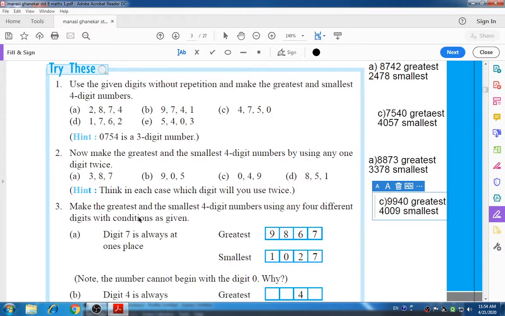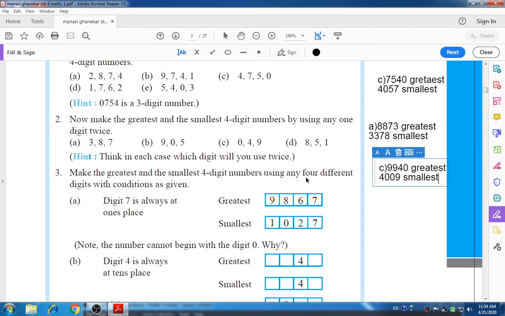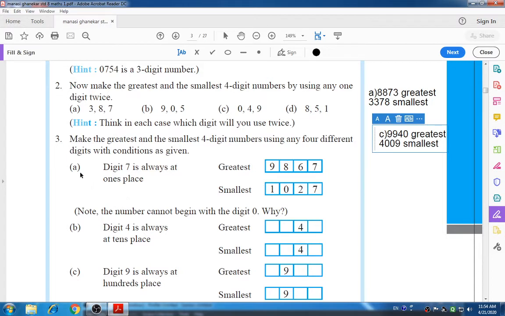Question number 3. Make the greatest and the smallest 4-digit numbers using any 4 different digits with conditions as given. Look at here carefully. They give us a first condition, digit 7 is always at ones place. So look at here, at ones place there is a 7, and here I can use any digits. Note the number cannot begin with the digit 0. Why? Because we have already studied that if we start the 4-digit numbers from the 0, it will not be a 4-digit number, it will be considered a 3-digit number.